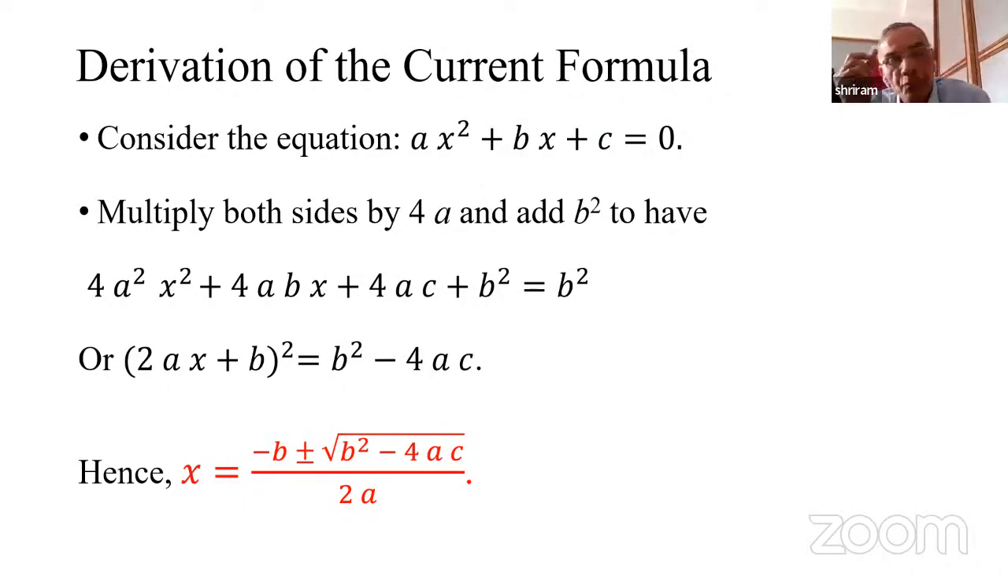Let us solve some problems by applying Sridhara's method. Because we are familiar with this result, I'm not interested in giving you examples based on Brahmagupta's result, minus b plus minus. I will directly move to Sridhara's method and compare it with the current method.